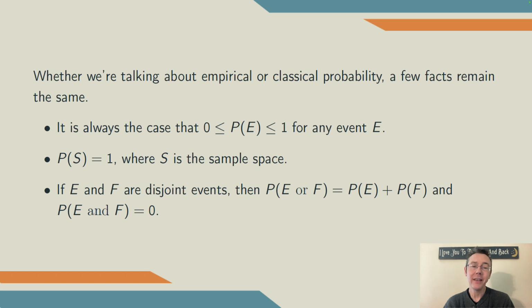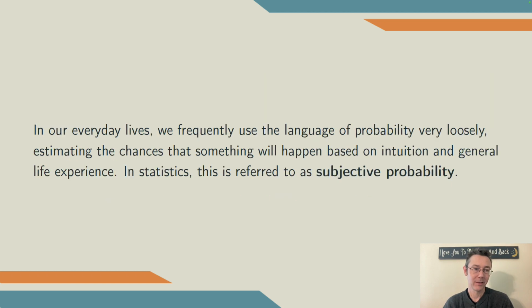Finally, if E and F are both events and they're disjoint, then the probability of E or F is the sum of the individual probabilities of E and F. Additionally, of course, since they're disjoint, the probability of both of them occurring is 0.